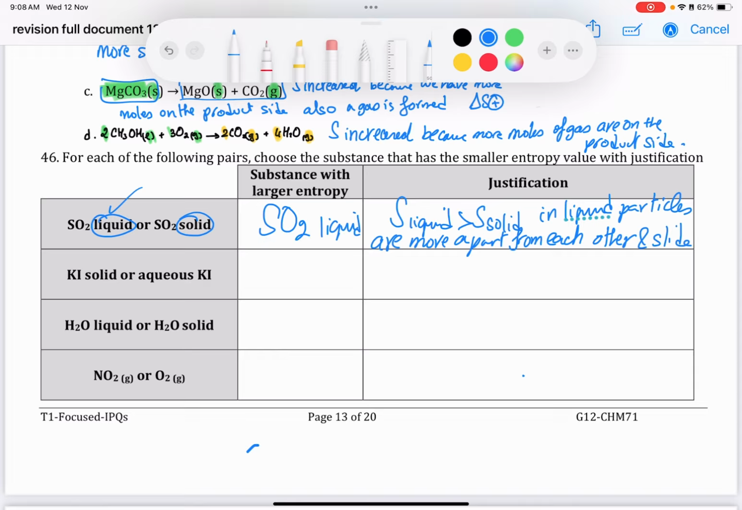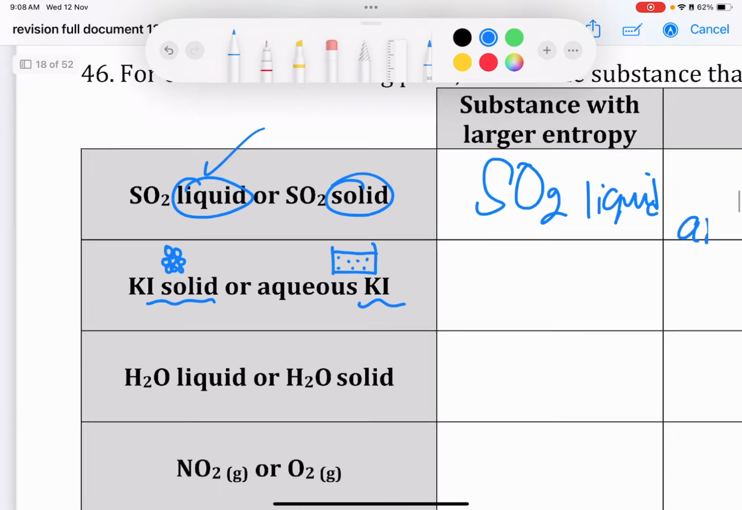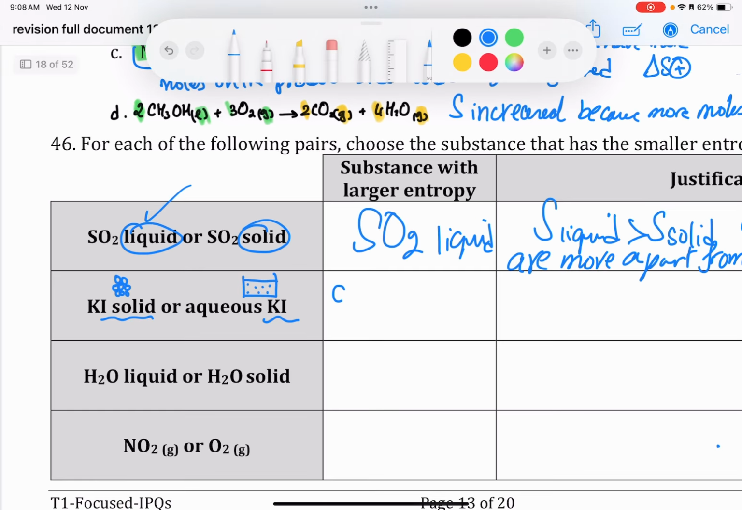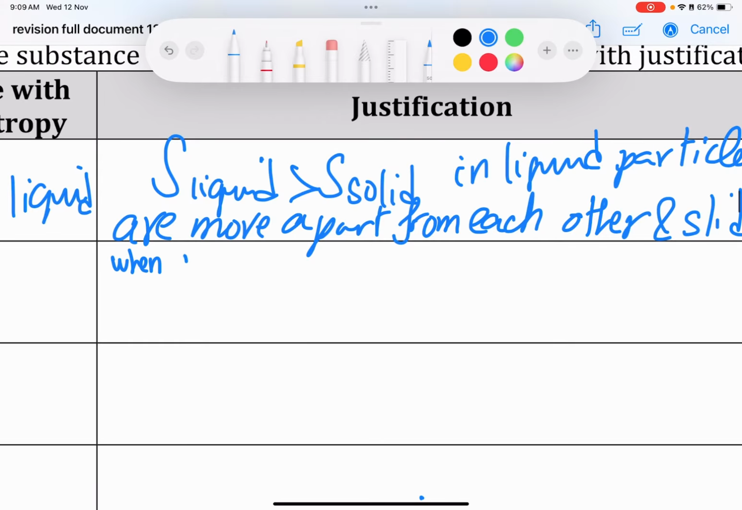Now, another example, solid or an aqueous solution of a salt. When a salt is in the solid form, the particles are packed with each other. But when I put it in a solution, the particles dissolve and are distributed. So, which one has a higher entropy? It's the aqueous salt, potassium iodide.